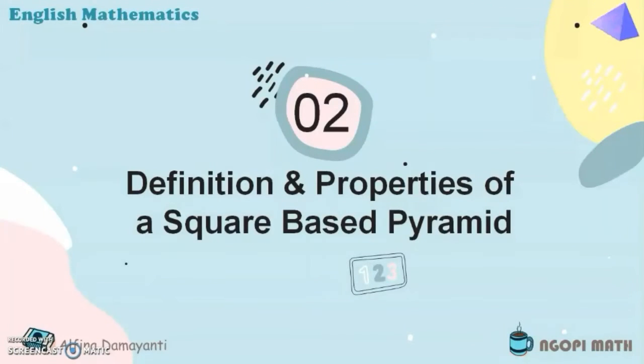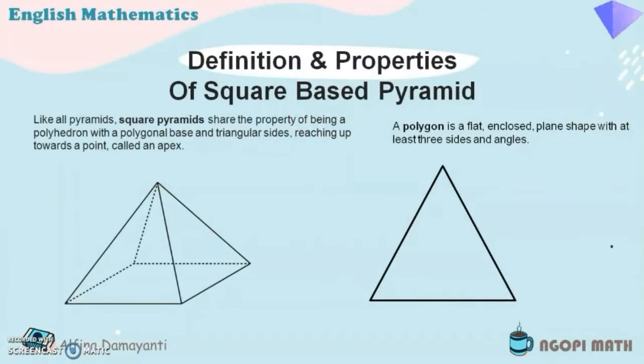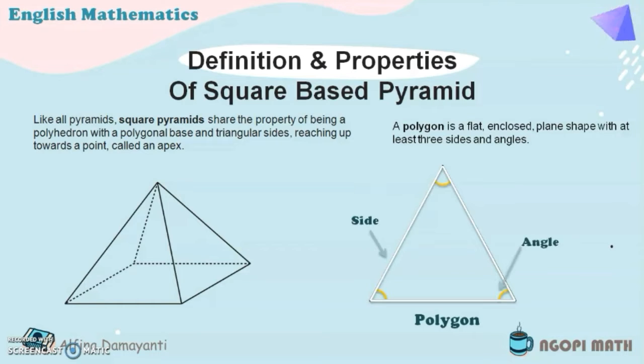Second, definition and properties of a square-based pyramid. Like all pyramids, square pyramids share the property of being a polyhedron with a polygonal base and triangular sides, reaching up toward a point called an apex. A polygon is a flat, enclosed plane shape with at least three sides and angles.